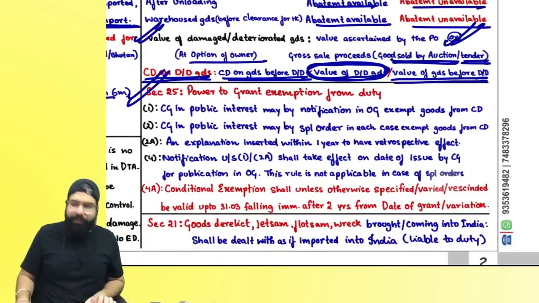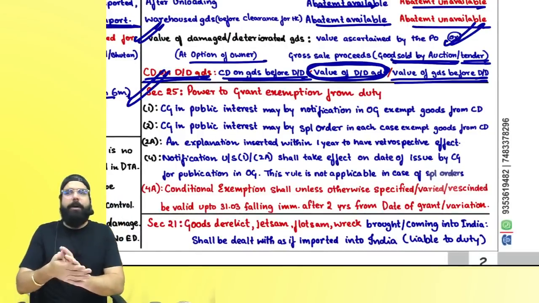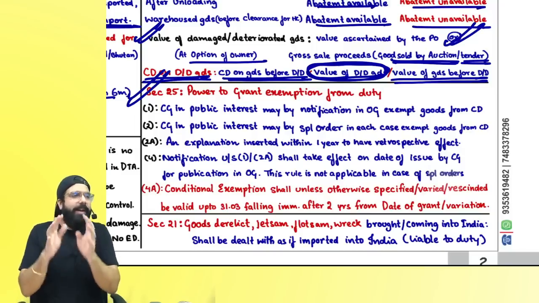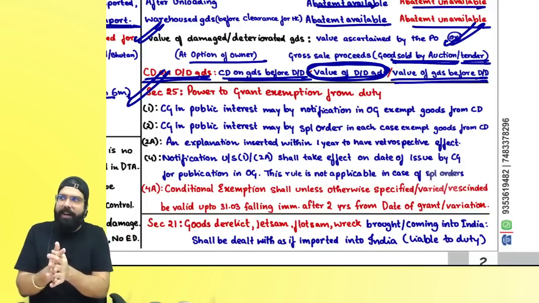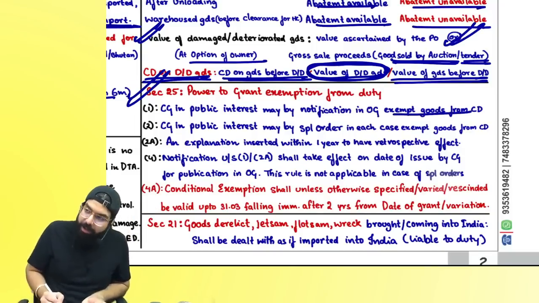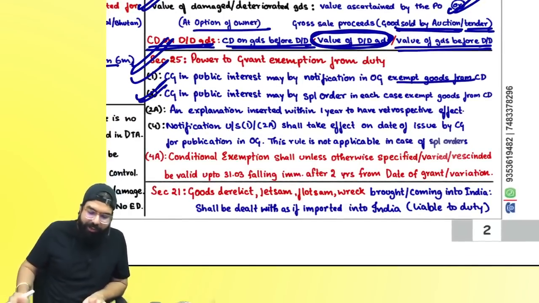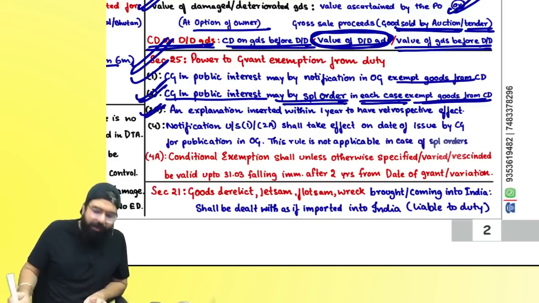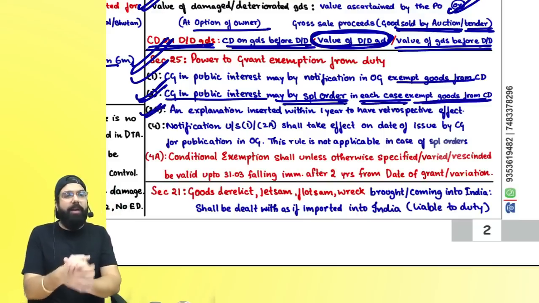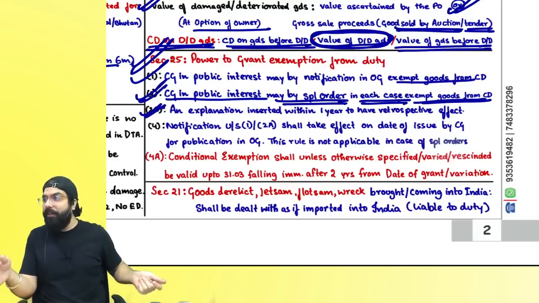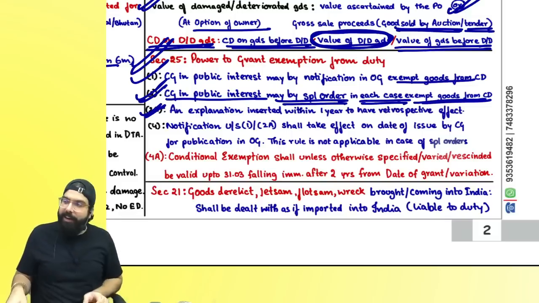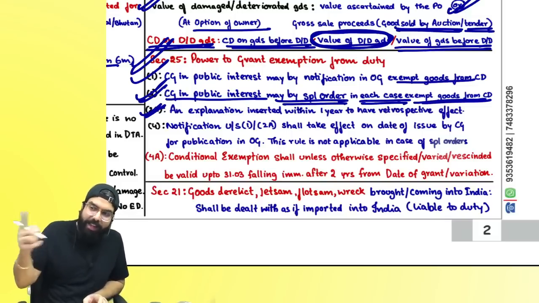Then comes section number 25. Section number 25 says the government has the power to grant exemption. Section number 25(1), central government in public interest can issue a notification in the official gazette and exempt some goods from custom duty. Section number 25(2), special order. Central government in public interest may give a special order in each case and exempt goods from custom duty. Section number 25(2)(a), the central government, within 1 year from the issue of exemption, can insert an explanation. Explanation inserted will always have retrospective effect if it is inserted within 1 year.